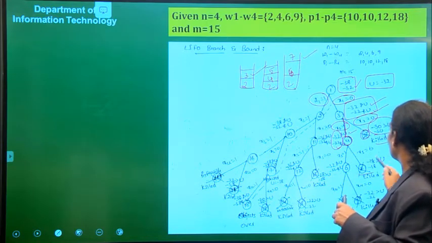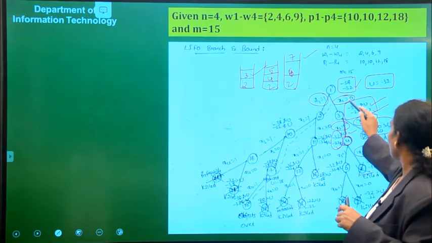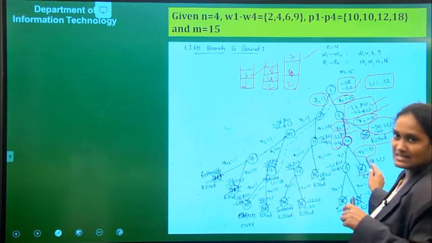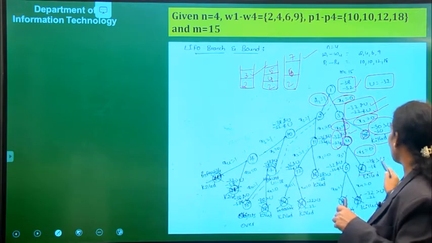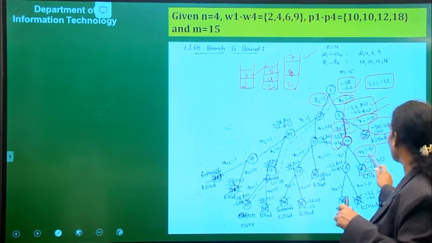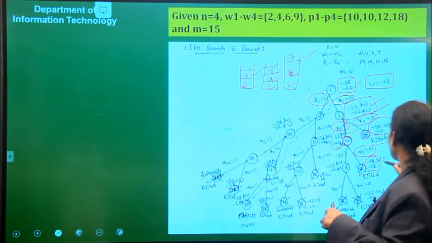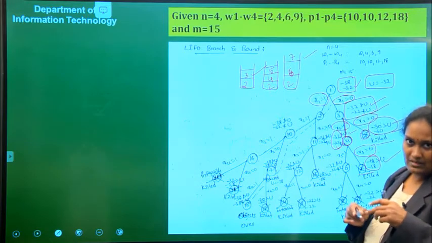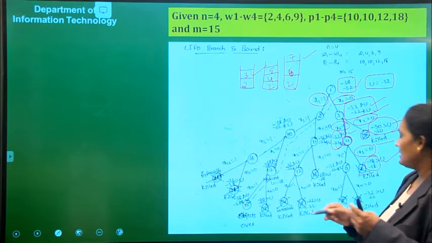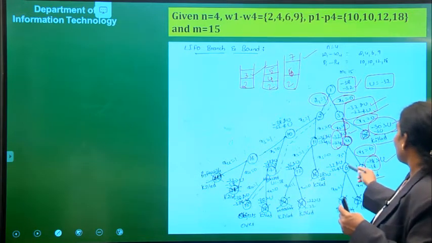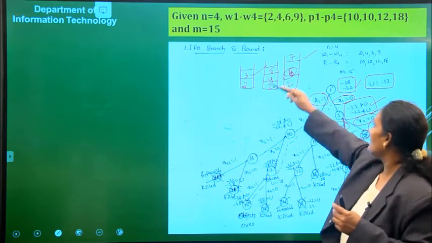Now we observe 7. What is the path? x1 = 0, x2 = 1, x3 = 0. By considering these three values, if you calculate the boundary values, you will get minus 18, minus 18. Since the upper bound value is greater than upper, we kill this node. Coming to the next one, 6 comes out.